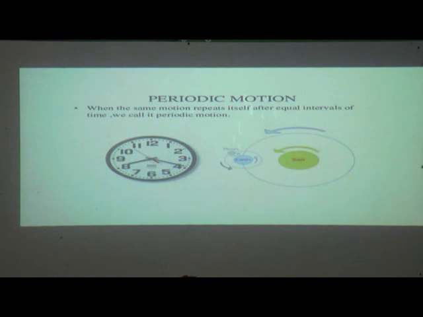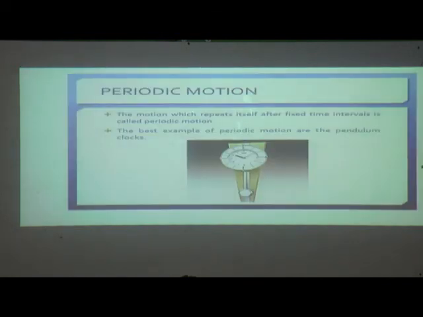Now periodic motion. When the same motion repeats itself after equal intervals of time, we call it periodic motion. Here, the motion which repeats itself after fixed time intervals is called periodic motion. The best example of periodic motion is the pendulum clock.